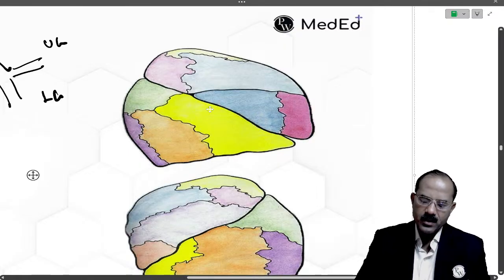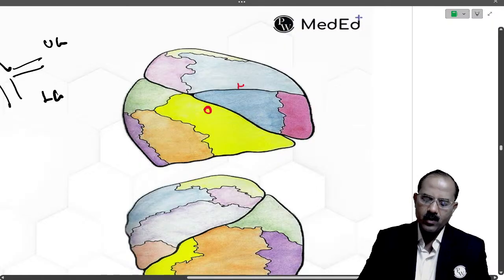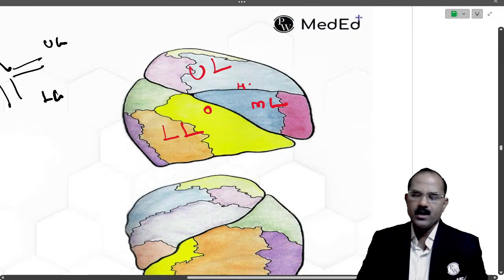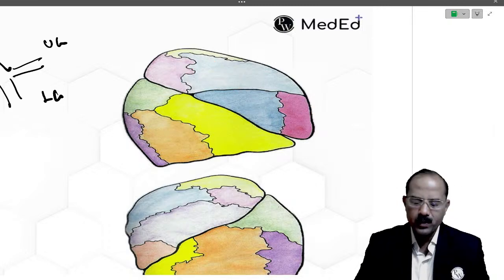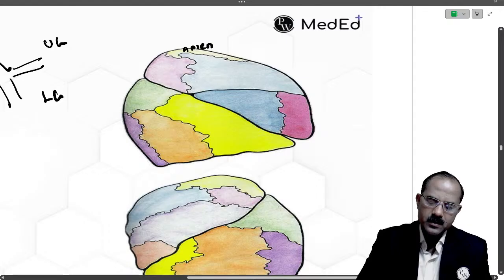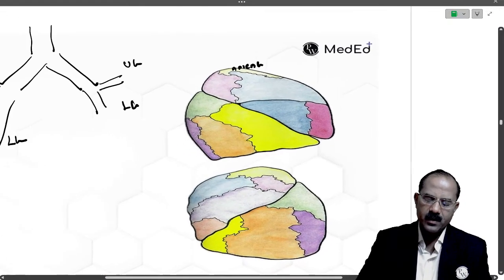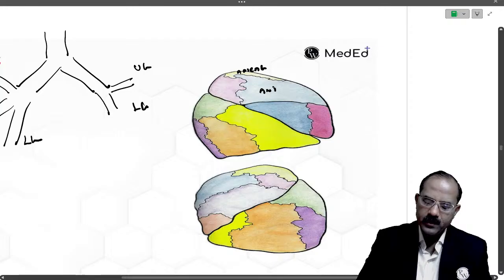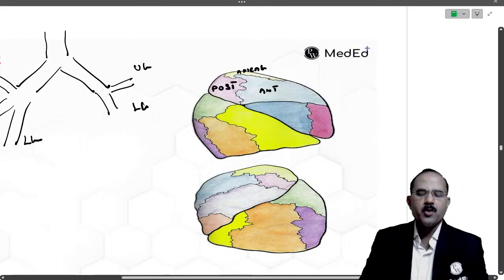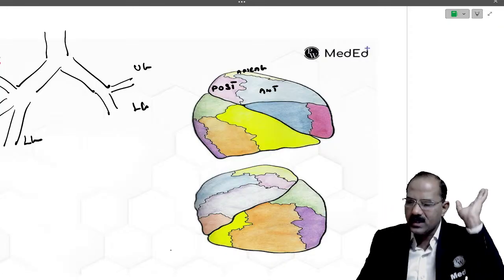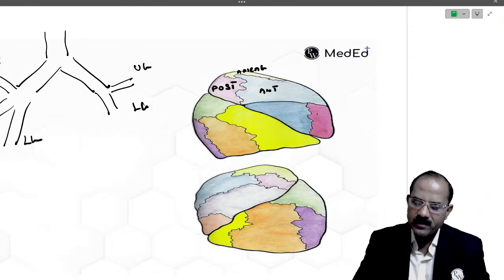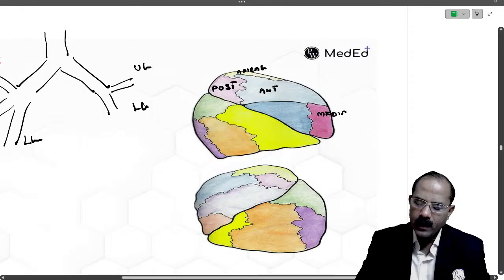This is the right lung. So this is the oblique fissure. That's the horizontal fissure. So what lobe is this? Upper lobe. That's the middle lobe, and that's the lower lobe. Okay. So bronchopulmonary segments for the right lung, upper lobe are apical, anterior, posterior. For the middle lobe of the right lung, that's medial and lateral.